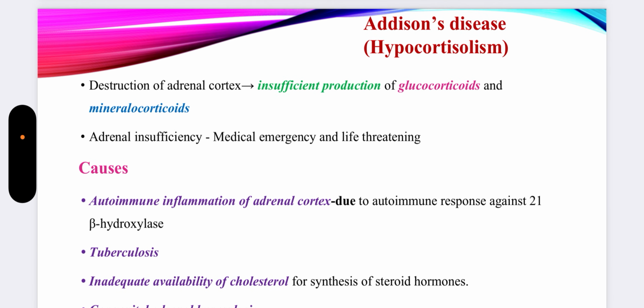Today, I'll tell you about Addison's disease. Another name of Addison's disease is hypocortisolism. Hypo means less, and there is decrease in the secretion of glucocorticoids and mineralocorticoids. So, you can see here insufficient production of glucocorticoids and mineralocorticoids. It gives rise to Addison's disease.